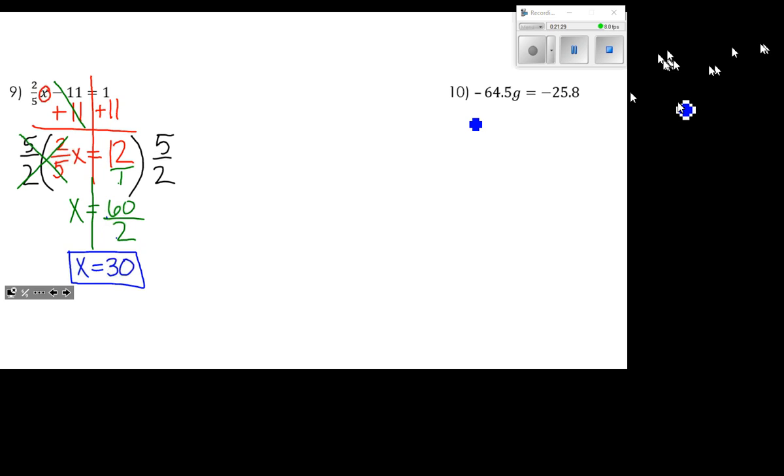Question number 10. We have decimals, but it's still a one-step equation. Circle my variable, draw my line. I see that I have negative 64 5/10 to get rid of. And so these two are connected by multiplication. The inverse operation of that is division. So I know I am going to divide on both sides. And I have to divide on both sides by whatever it is I'm trying to get rid of, which is negative 64 5/10.